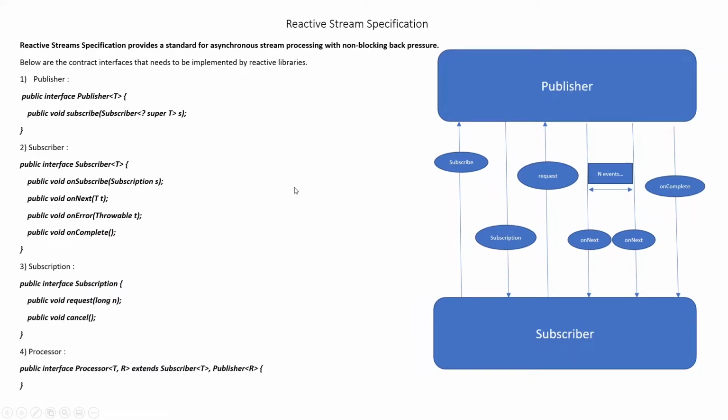Hey everyone, in my last session I explained what the reactive stream specification is, using this publisher subscriber event message flow. So in today's session we are going to see how we can implement this flow using Mono and Flux. So let's begin.